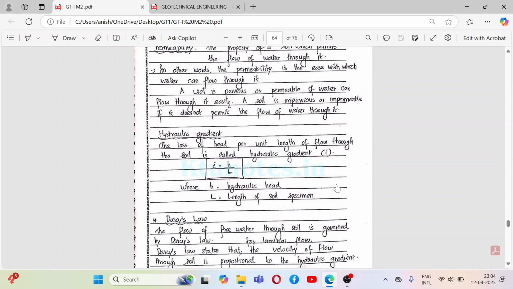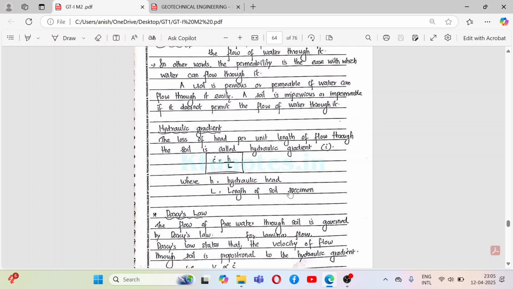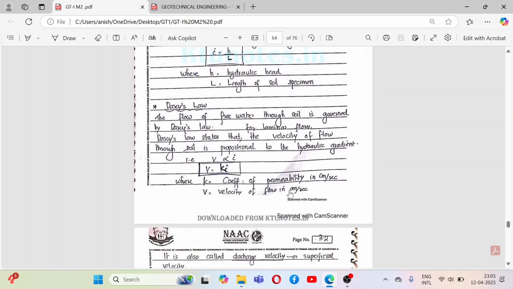Hydraulic gradient: the loss of head per unit length of flow through the soil is called hydraulic gradient. It is given by i equal to h by L. So you might get questions for 5 marks. I think for 5 marks there might be three parts like A, B, C, and there might be a question like define hydraulic gradient. So you can expect this kind of question. Here h is the hydraulic head divided by the length of soil measurement.